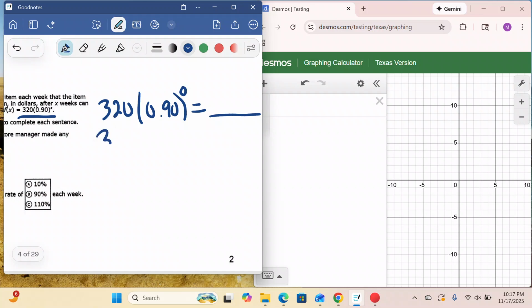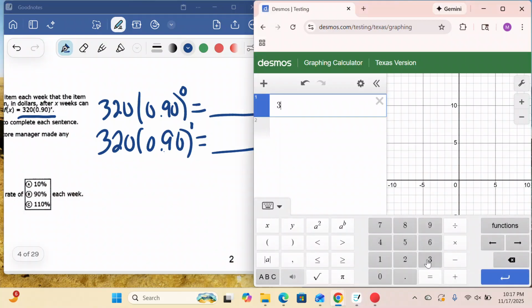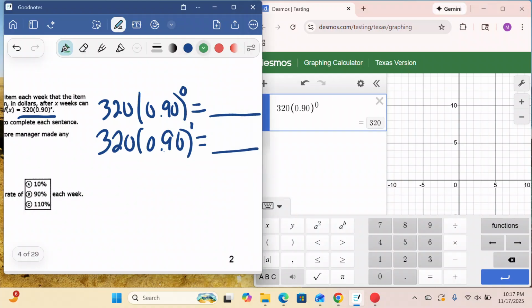Then I'm going to put in another one. I'm going to put in 320 times 0.90, and I'm going to put a 1. With these two values, I can get the first one and I can get the second one already, right? So if I look at that, I'm going to input 320, open parentheses, 0.90, close parentheses, raised to the AB, and then I'm going to put a 0, and I'm going to say, well, my initial price is 320.